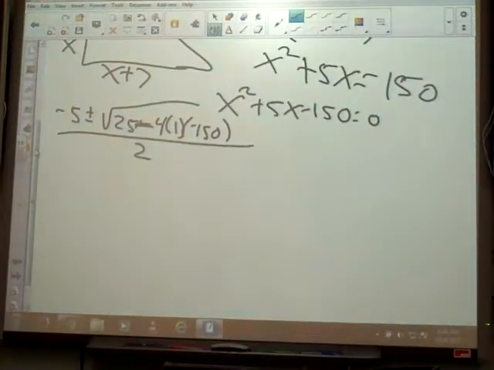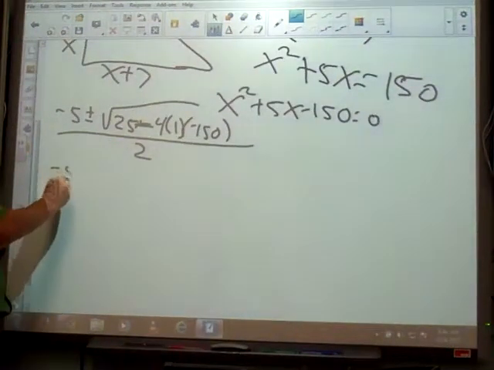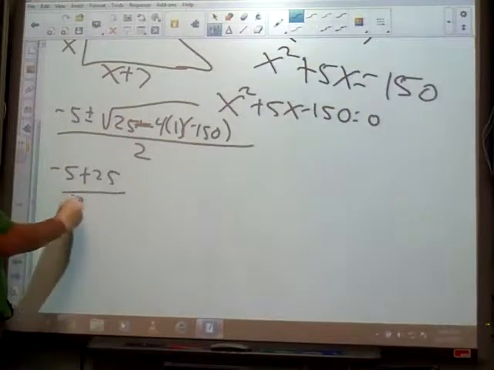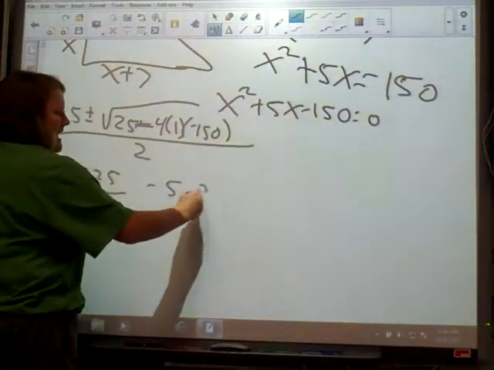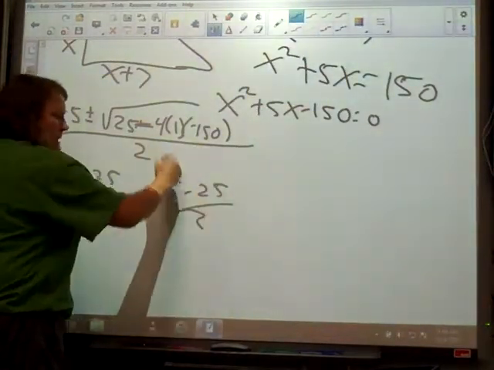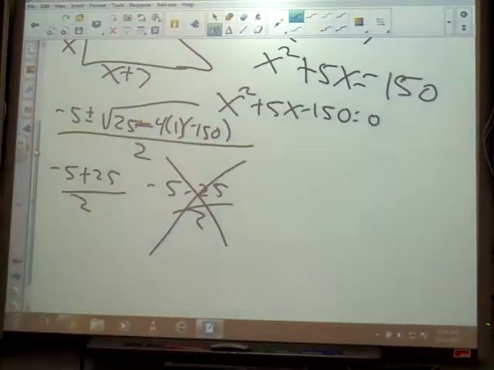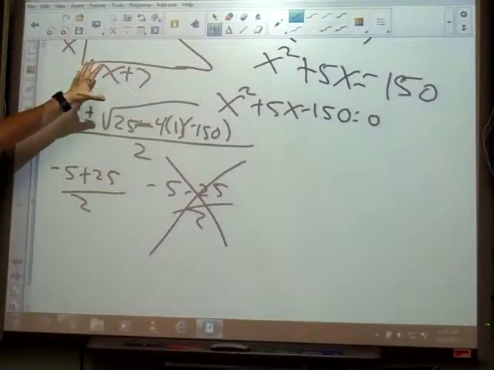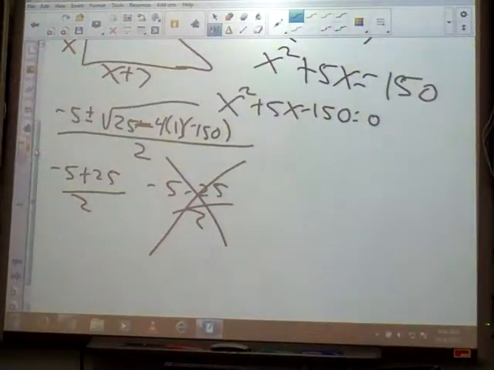I worked this yesterday. I'm looking at my notes. So I had to do -5 plus 25 and divided by 2. This one, I'm not going to work. Why am I not going to work that one? Because it's negative. Why does that matter here? I'm finding dimensions of a flower garden, and you can't have a negative dimension. Okay, so -5 plus 25 is 20, and 20 divided by 2 is 10.